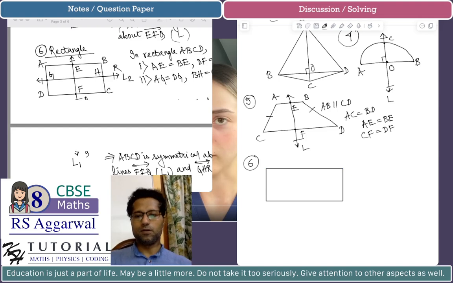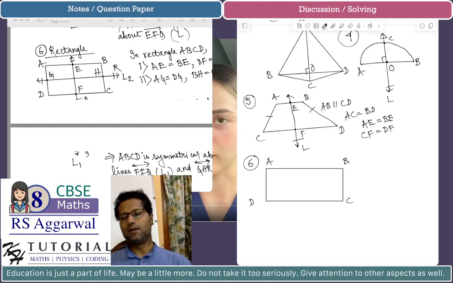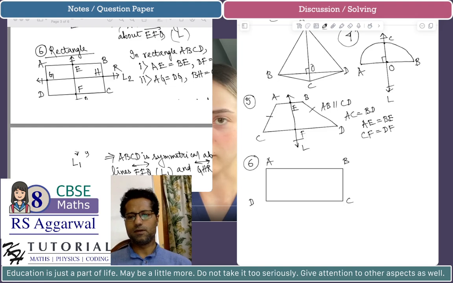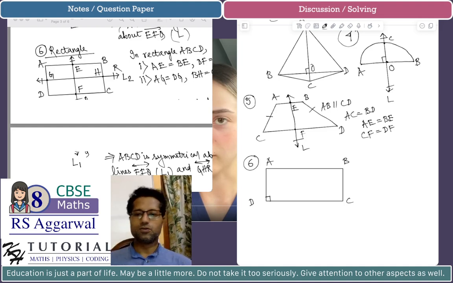In a rectangle, let's say ABCD is a rectangle, where the two opposite sides are parallel and equal, but two adjacent sides are not equal. I mean, they could be equal, but not necessarily they should be equal. And of course, all corner angles are perpendicular or 90 degrees. So this is a rectangle. So what are the lines of symmetry of this rectangle?